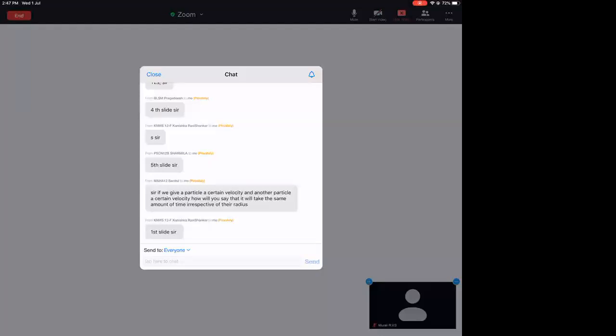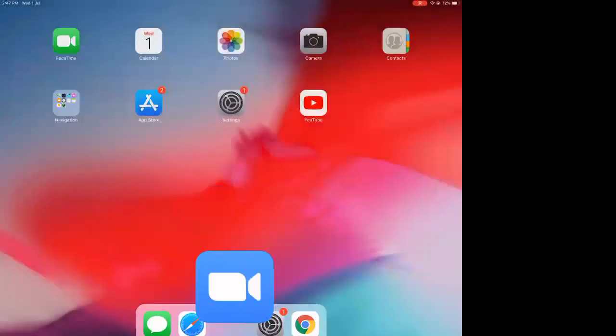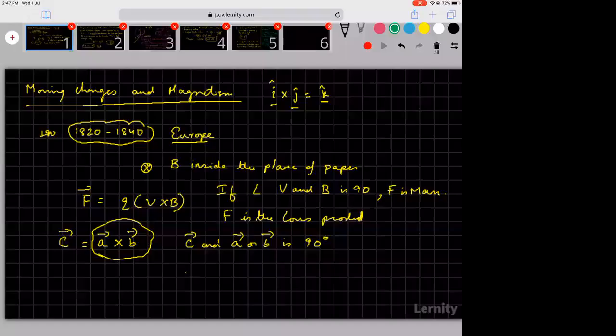If we give a particle a certain velocity and another particle a certain velocity, how will you say that it will take the same amount of time irrespective of the? I can travel a bigger circle at a greater velocity, a smaller circle at lesser velocity. What is your problem? A bigger circle is being traveled with a greater velocity, and a smaller circle is being covered with a smaller velocity, such that the time taken are the same. What is your problem? Okay.